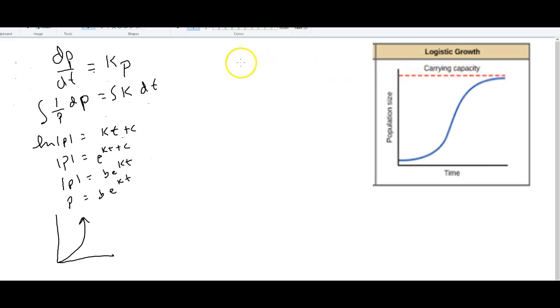So the question is, how do we model that? Well, dP/dt is still exponential growth, so it's still got to have a kP to it. Then we're going to tack on something interesting: 1 minus the population divided by L. The reason is that at some point the population becomes equal to L, L being our carrying capacity, and then 1 minus 1 becomes 0. So the derivative, the rate, becomes 0, and the rate tails off and approaches 0.